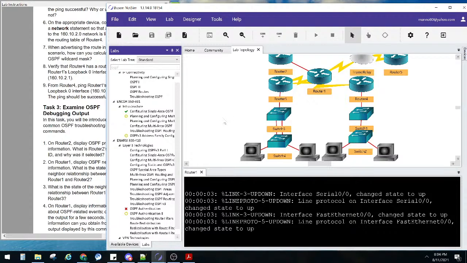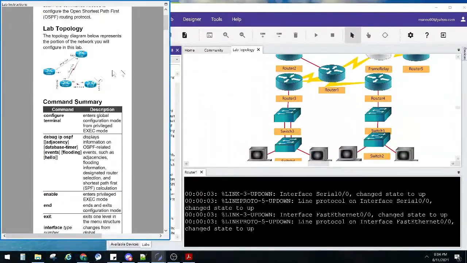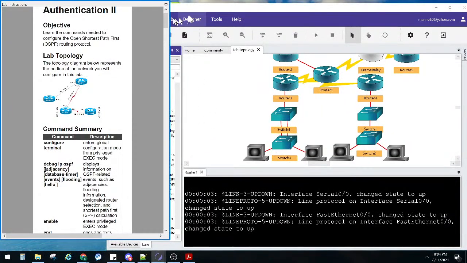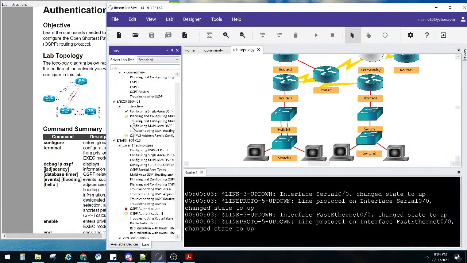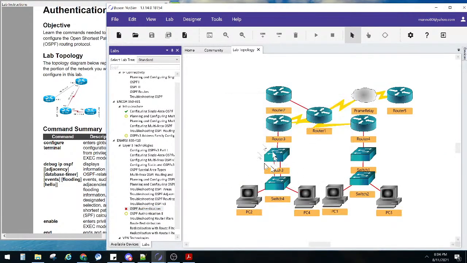Things that they have to have on their network. So we are going to be using, let me go ahead and relaunch this real quick. So I was looking at, we're going to be doing OSPF authentication again. Let me pull this up real quick.